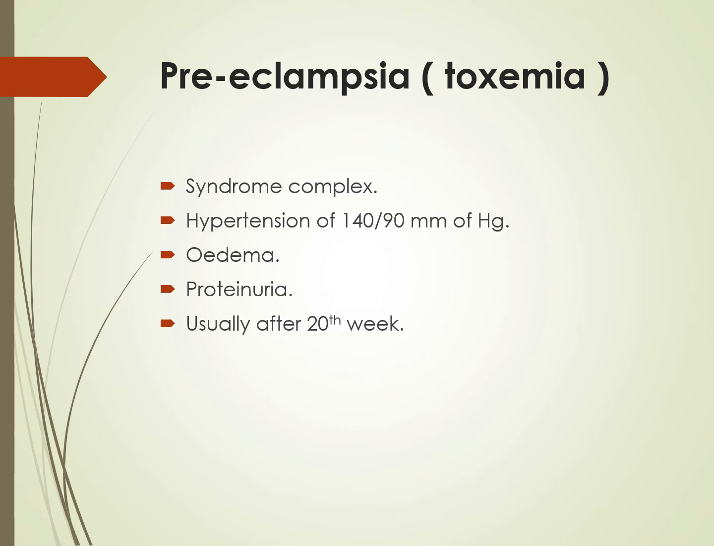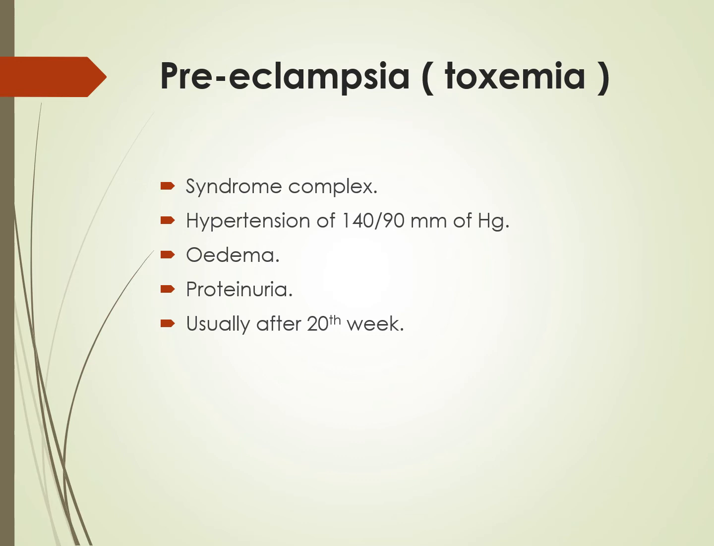Now, this toxemia of pregnancy is a syndrome complex. In short, it is a combination of a few symptoms. When a few symptoms come together, we call it a syndrome. And in toxemia of pregnancy, there are three important symptoms together. The first is hypertension, high blood pressure of 140/90 or more. Then there is edema or swelling. And the third symptom is proteinuria, or presence of proteins in urine.